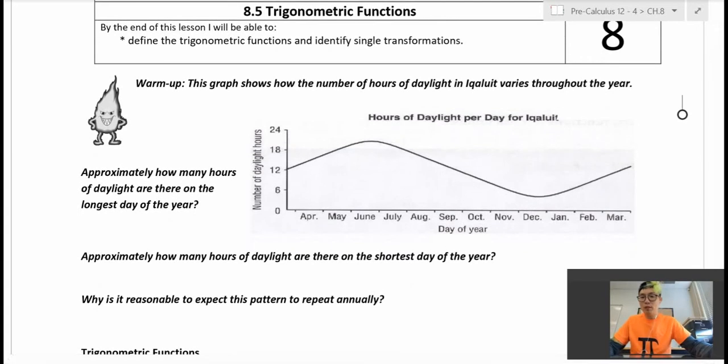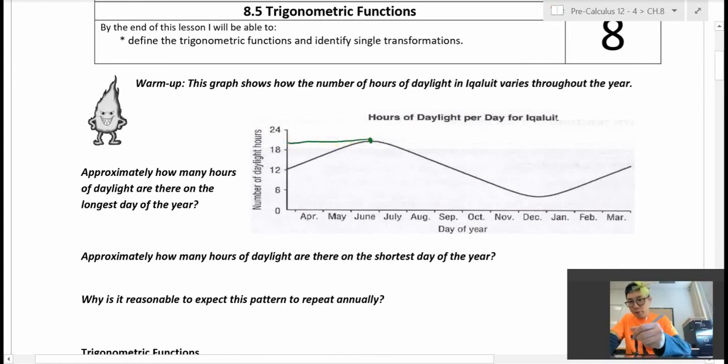This warm-up question says, this graph shows how the number of hours of daylight in Edmonton varies throughout the year. So here's the graph to show the hours of daylight per day, and here are three questions. First, approximately how many hours of daylight are there on the longest day of the year? If you look at this graph, the y-axis being the number of hours of daylight, the longest day of the year will be approximately here. This looks like about 20 hours.